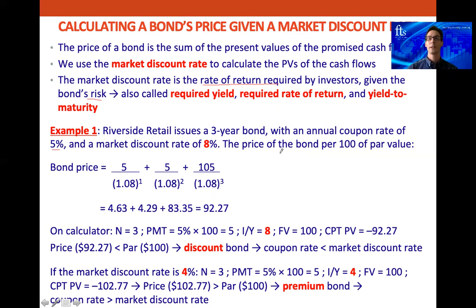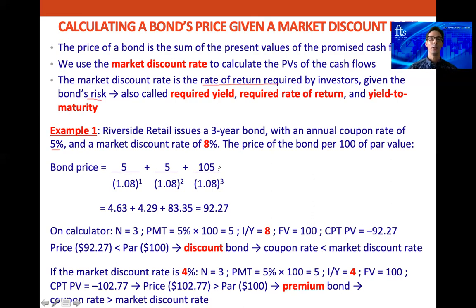So if we need to work out the price of the bond per 100 of par value, what do we need to do? We need to take the future cash flows in all the numerators. If the coupon is 5%, and we're looking at the price of the bond per 100 of par, then 5% times 100 is $5. So the coupon is going to be $5 every year, year 1, year 2, and then year 3, we've got 105. Why? Because with a bond, Riverside Retail needs to pay back the par on the maturity date in 3 years' time. So the final cash flow will be the par of 100 plus the final coupon of $5.